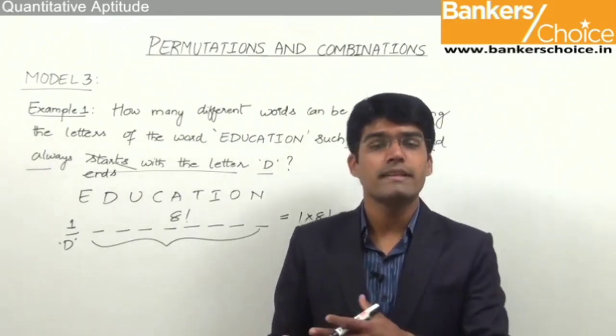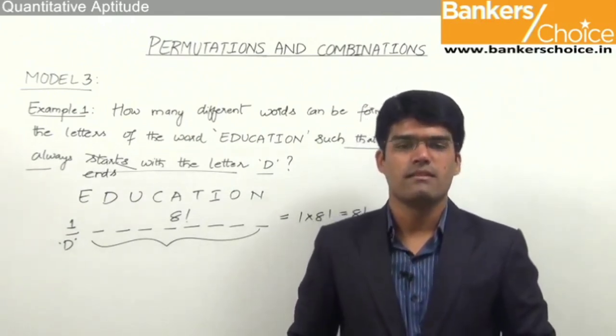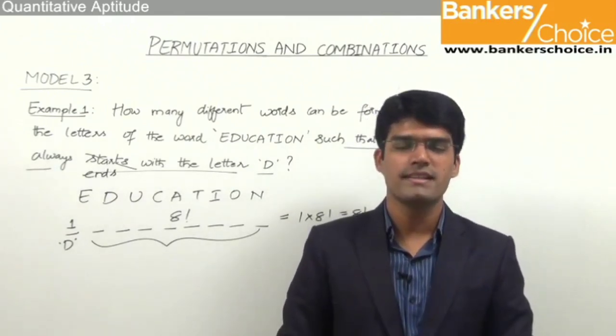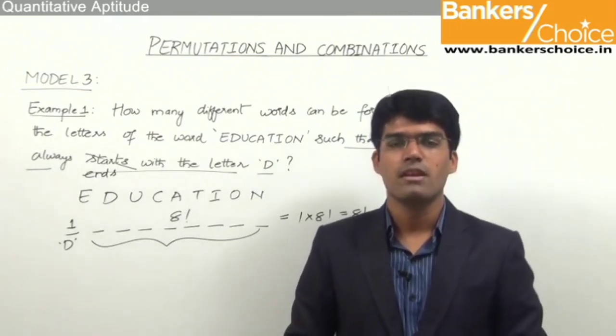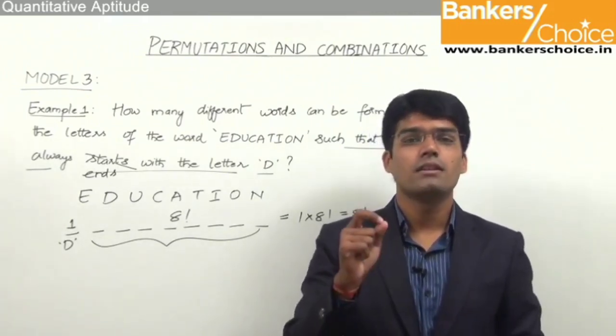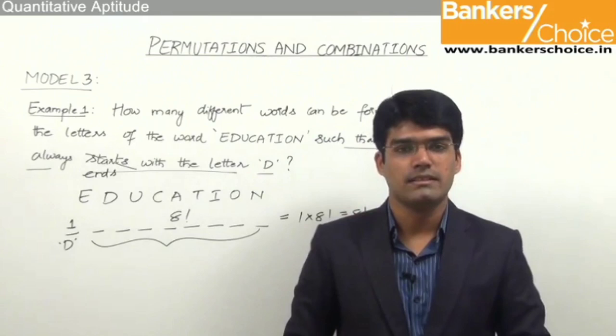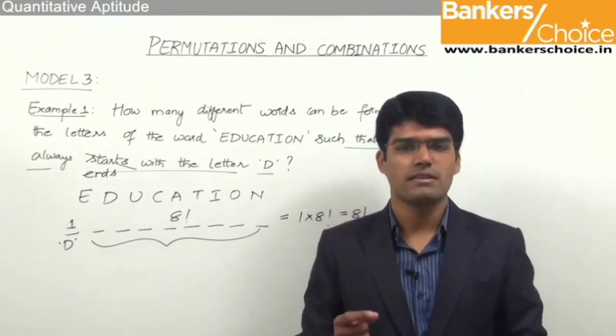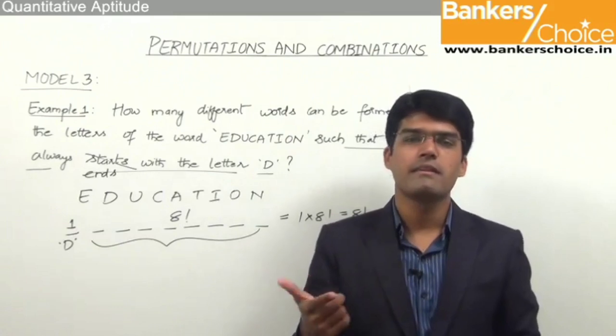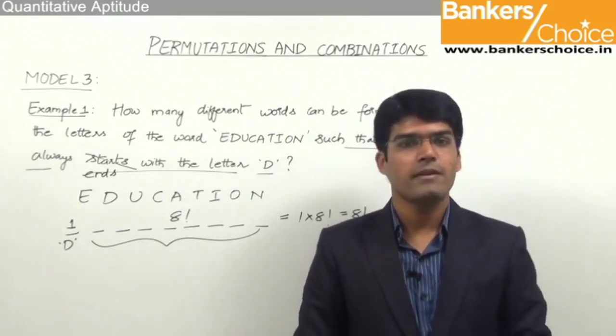And in a similar manner, it can also be asked with respect to digits. For example, we have 6 different digits and we need to form 6-digit numbers. In general, the answer is 6 factorial. But let's say the condition says the number should always start with 3. That means the first position should always be 3. So 3 is fixed in the first position. It can be occupied only in one way. And the remaining 5 positions can be filled in 5 factorial ways.